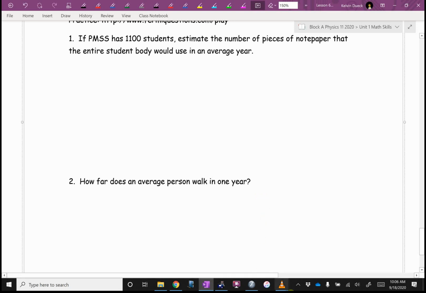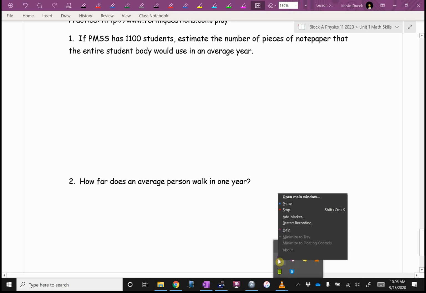What is your homework? Number 1, you all have a take-home quiz. And number 2, I have a unit conversion practice sheet.